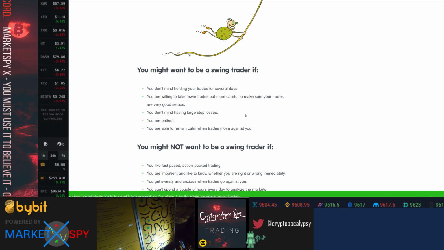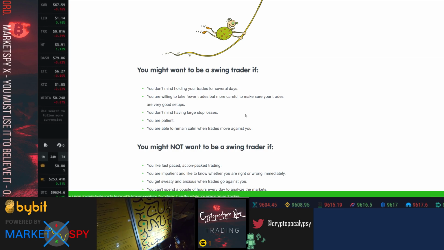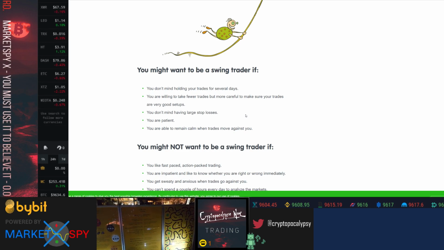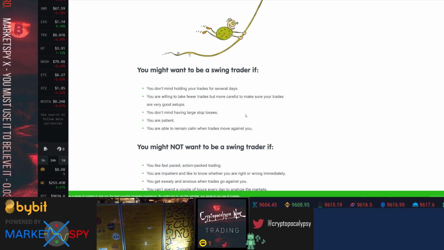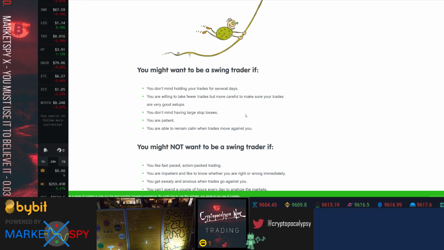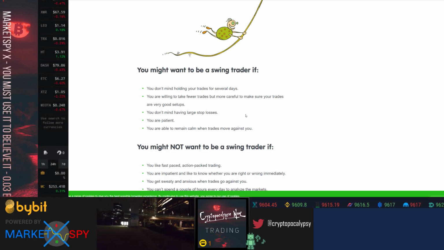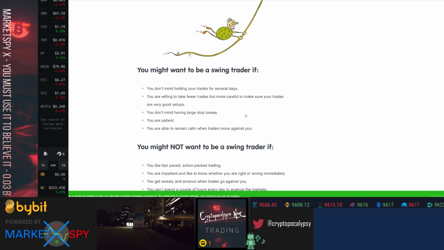Do not use MarketSpy at all, unless you see a crazy volume candle coming in. That will not be the final candle, and I mean like $100 million volume candles.